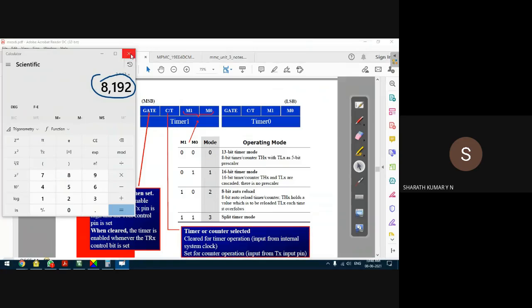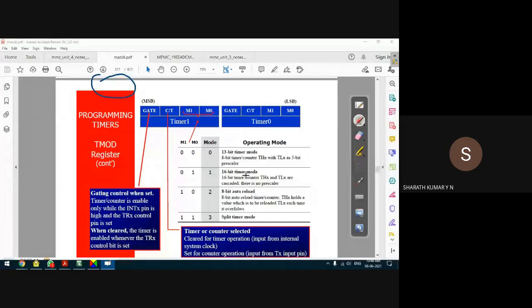Next is mode 1 operation, which is a very common mode of operation used in microcontrollers because it is a 16-bit operation. 16-bit means all the 16 bits of the timer are used.